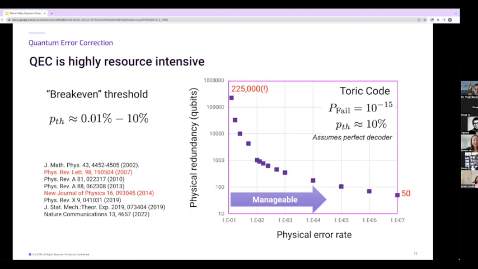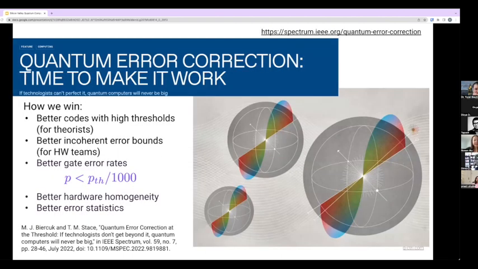correction at scale. So there are several ways to get us closer to the point of practical quantum error correction. There, in theory, can be advancements in the encoding with higher error thresholds. We can come out with better hardware with better incoherent error bounds and better gate error rates. And then there could be broadly more hardware homogeneity, in which we can assume that in these quantum error correction schemes, we're looking at the worst case versus the best case error rates of a system.